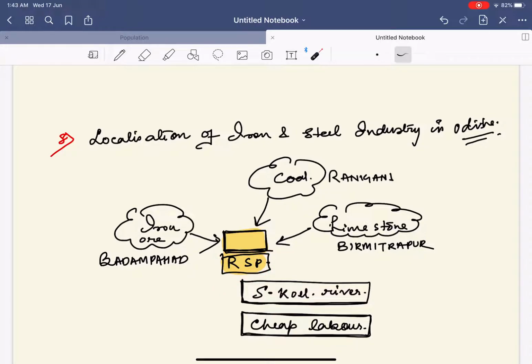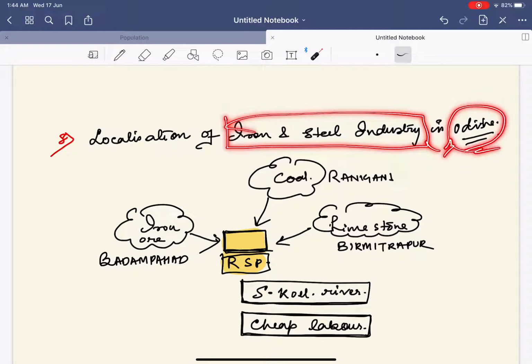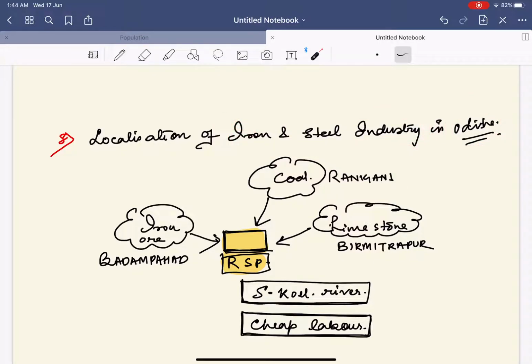Now, it talks about the localization of the iron and steel industry in India. It asks why the iron and steel industry of Odisha has been localized. So basically, why it has been localized: number one is your raw material, number two is your cheap labor, number three you can also talk about the government's initiative, because the government provided the land, the machinery, every investment was provided by the government. Hence, it led to the establishment or the localization of the iron and steel plant in Odisha. It's that simple. But you also have to give an example of it.